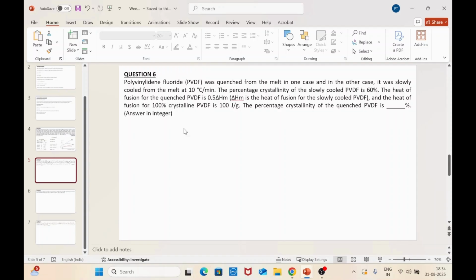So how do we go about solving this? We have also solved a similar kind of problem in, I think, the week 4 live interaction session. Here you have two cases: one, slowly cooling, and the second, quenching. The percentage of crystallinity in the slowly cooled PVDF is 60%. The heat of fusion of the quenched PVDF is 0.5 delta Hm, and the heat of fusion for 100% crystalline PVDF is 100 joule per gram. Now we are asked to calculate the percentage of crystallinity of the quenched PVDF. How to solve this question?